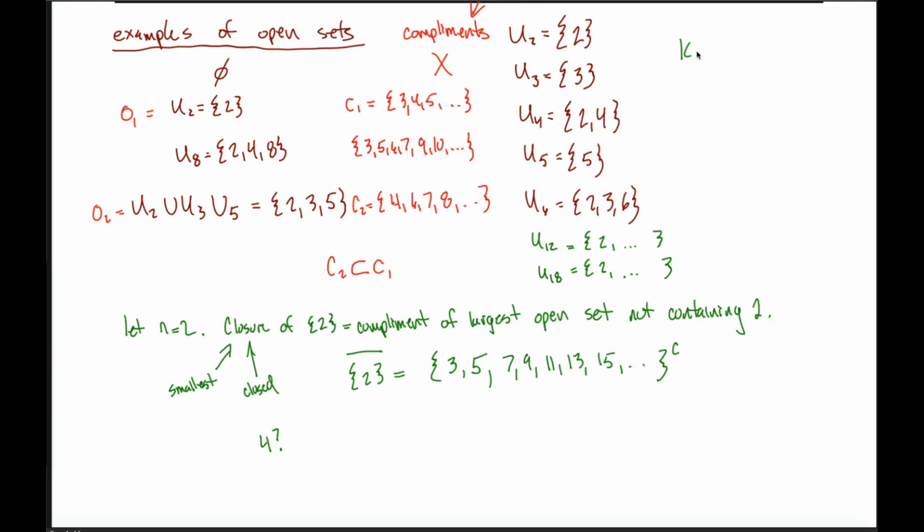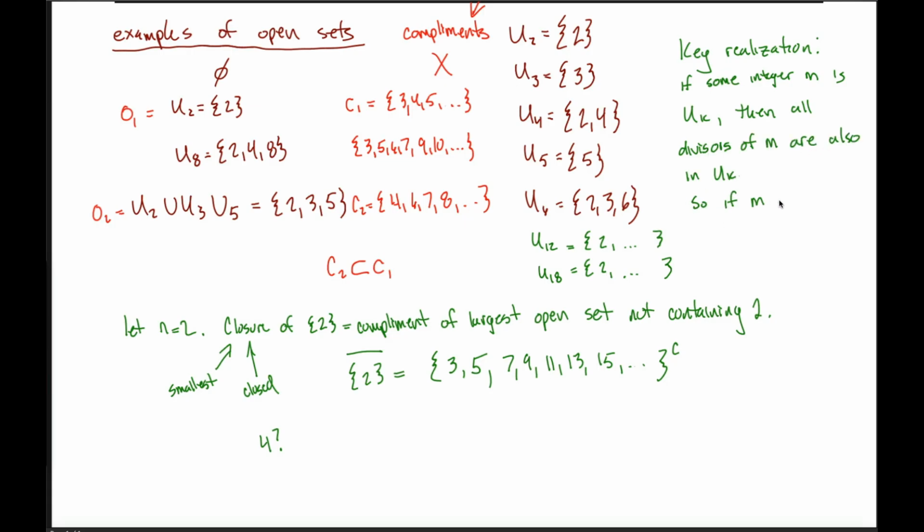The key realization is that if some integer m is in U sub k, then all divisors of m are also in U sub k. What that means is that if some integer m is not in U sub k, then no multiples of m can possibly be in U sub k. Because open sets are just unions of U sub k's, the minute I create an open set without a 2, I'm creating an open set without any multiples of 2.